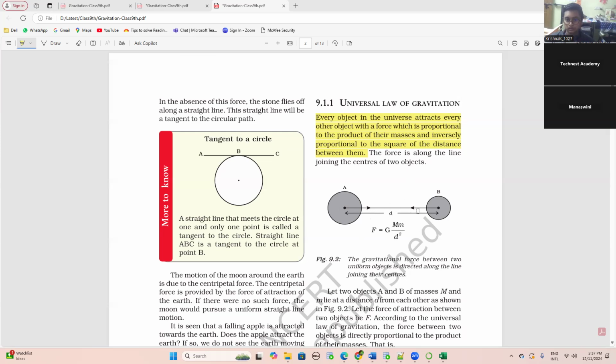Now suppose the distance between these two objects is small d. So we can tell the force which is exerted.